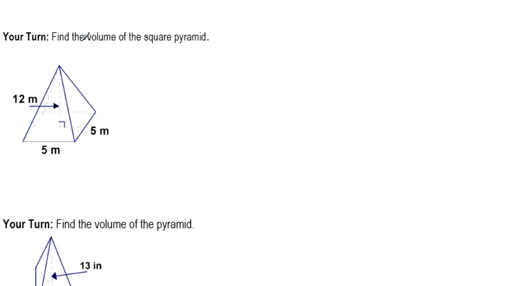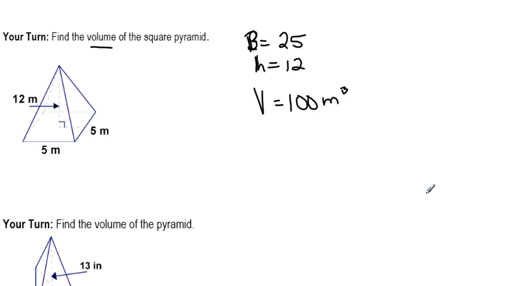Alright, I'd like for you to try the next example, finding the volume. So first identify what the area of the base is, then what is my height, and that's given to us, and then finally what's the volume. Okay, so we should have gotten the area of the base of 25, a height of 12, which was given to us, and a volume of 100 cubic meters.